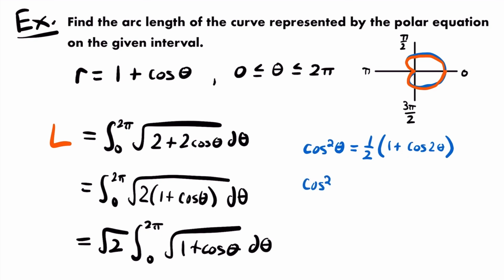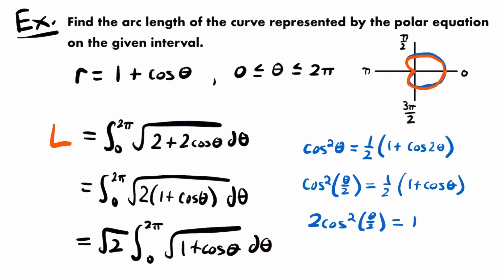So that will look like this. We'll have cosine squared of theta divided by 2 is equal to 1/2 times 1 plus cosine of theta. And now this more closely resembles what we have here. We just have to multiply both sides by 2 to remove this 1/2, and then we'll have 1 plus cosine theta. So if we do that, we'll have 2 times cosine squared of theta divided by 2 is equal to 1 plus cosine theta. So we can replace 1 plus cosine theta right here in our integral with 2 times cosine squared of theta divided by 2.